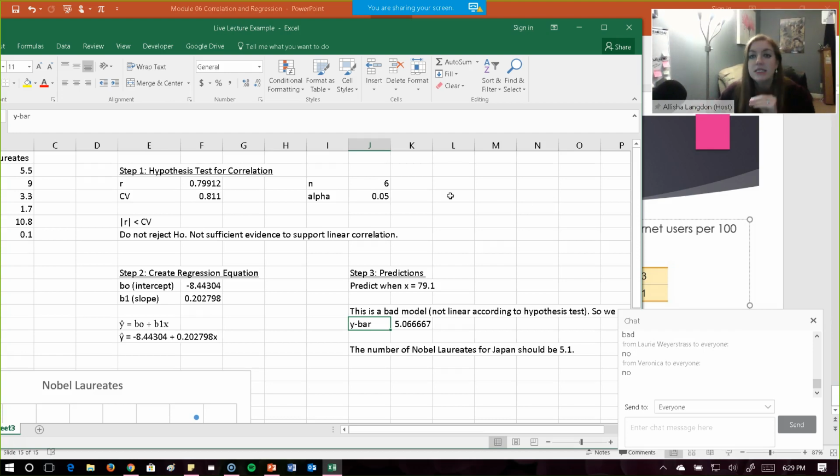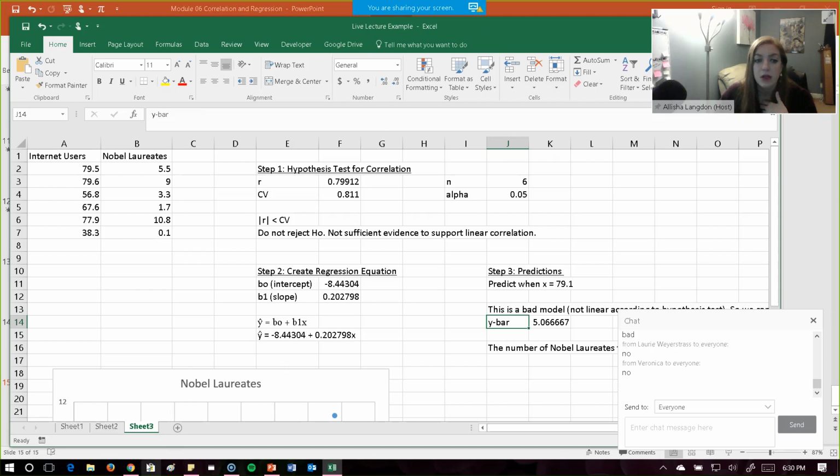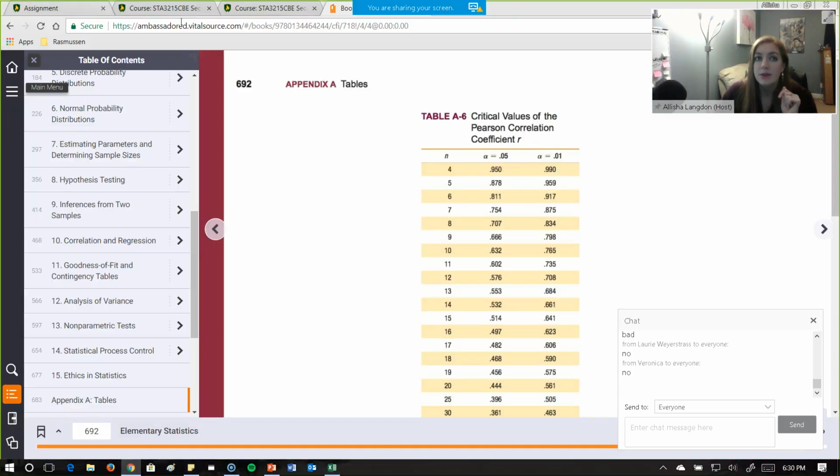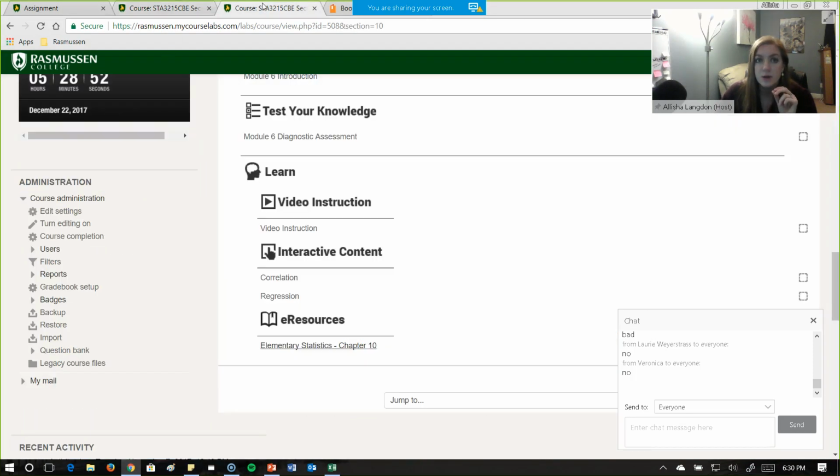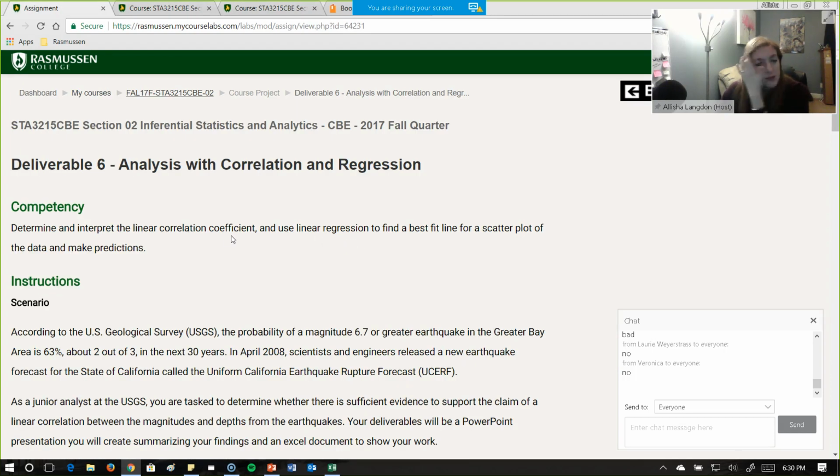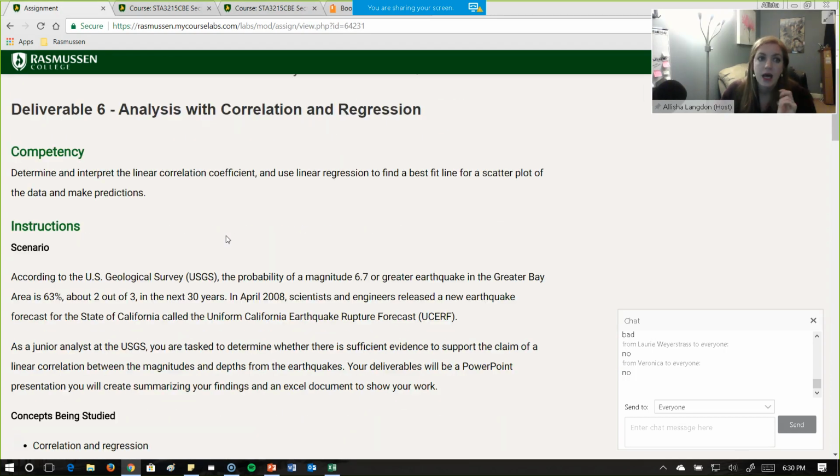Okay, so let's jump into our homework assignment, look through it together. Our homework assignment is a little bit different this week. So here's deliverable 6. This week, we're going to determine and interpret the linear correlation coefficient and use linear regression to find a best fit line for a scatter plot of the data and make predictions.